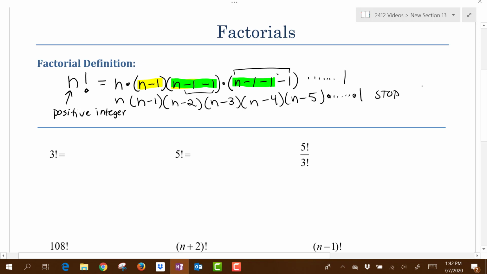Right. So let's look at an example of what we mean by this definition. 3 factorial. So 3 factorial would be to start with 3, and then subtract 1 from 3, so we'll multiply by 2, and then subtract 1 from 2, and we get to 1. Once we get to 1, then we stop. So what is 3 times 2 times 1? We get 6.